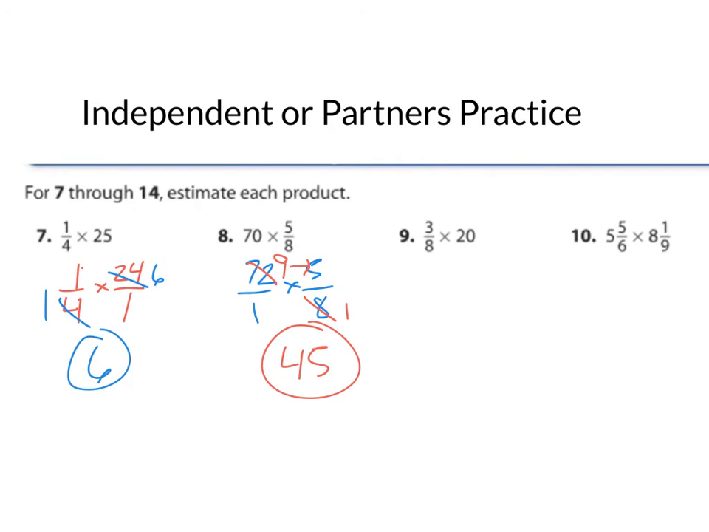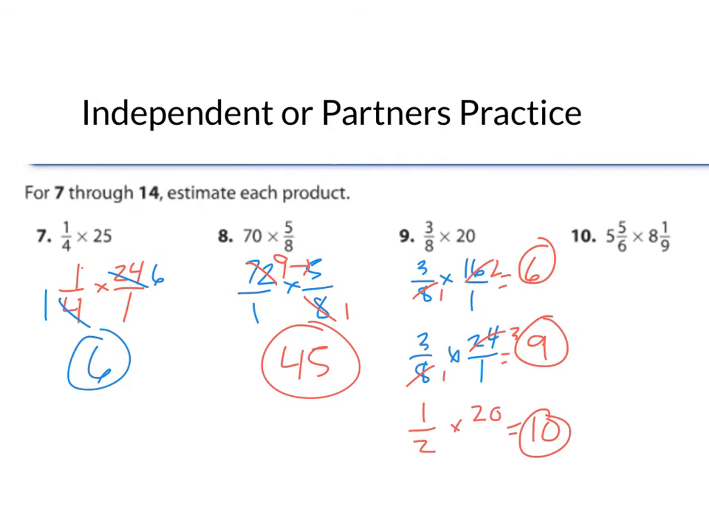The answer for number 9 is coming in 3, 2, 1. There are 3 possible ways you could have done this problem, and the 3 options are shown below. You could have estimated 20 to 16. You could have estimated 20 to 24. You could have also estimated 3/8 as close to 1/2, and 1/2 of 20 is 10.